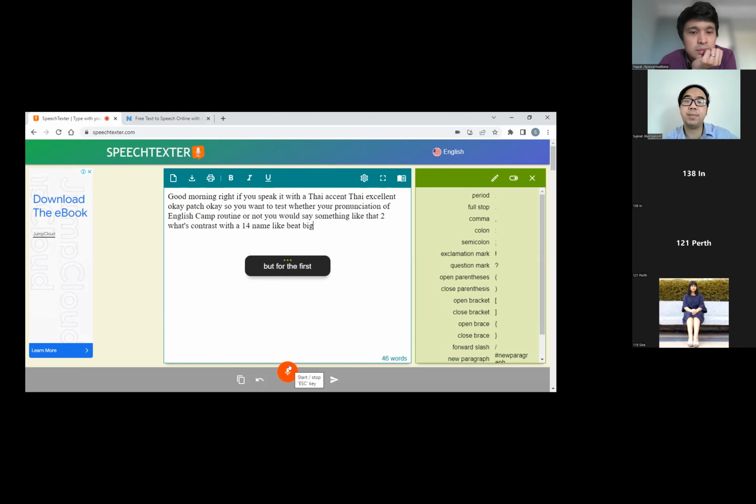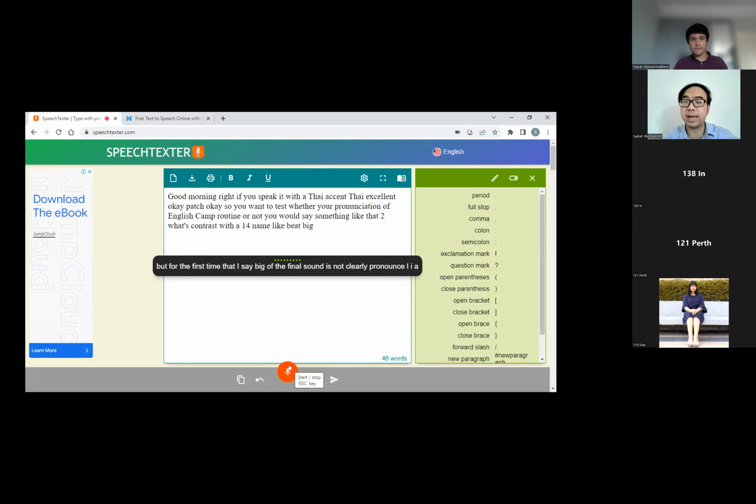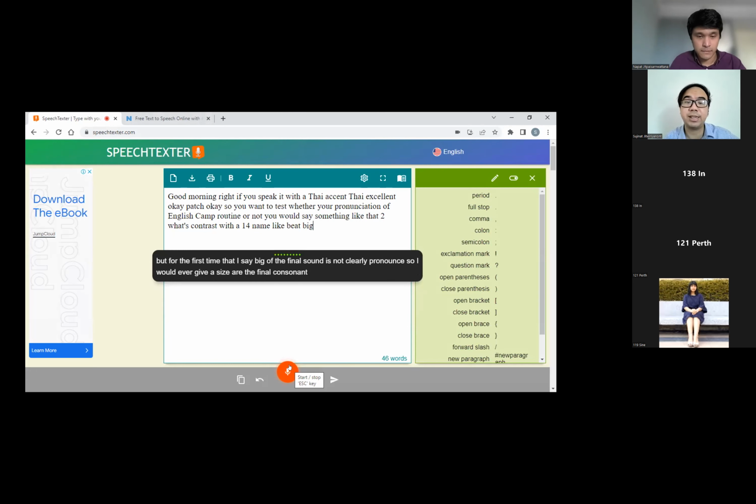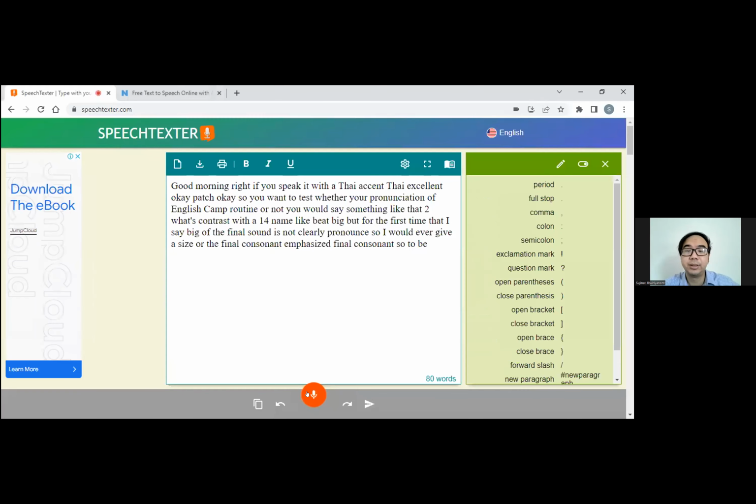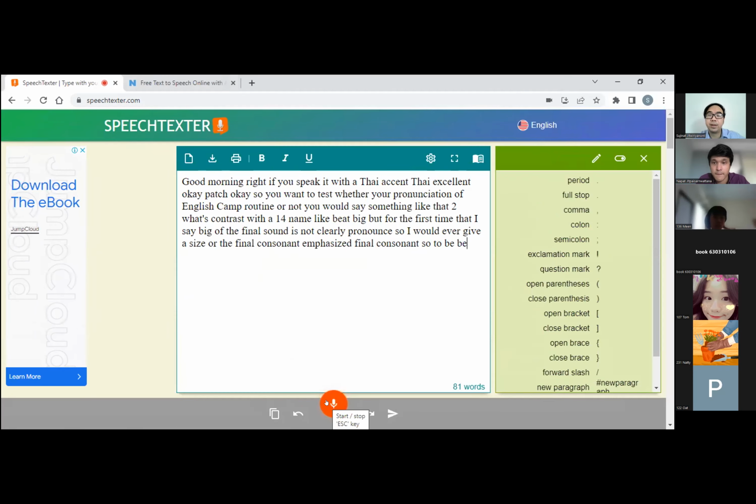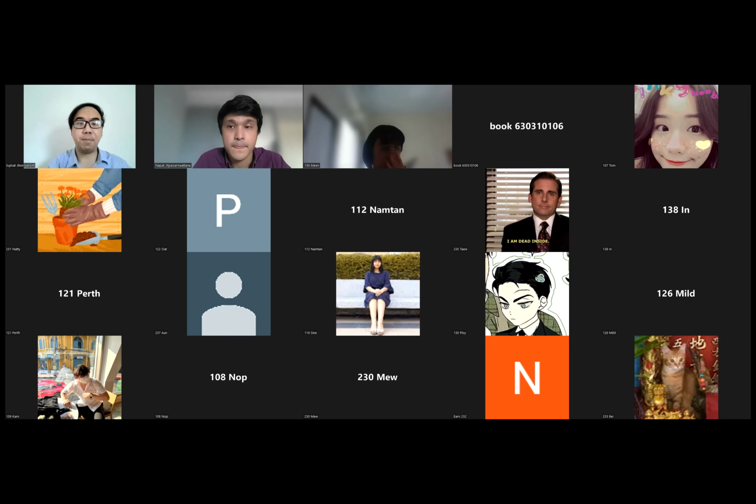Right. For the first time that I say big, the final sound is not clearly pronounced. So I would give the emphasis on the final consonant, emphasize final consonant. So it is big, big, and big. So it is a very good start to test whether you understand what is a contrastive sound in English.